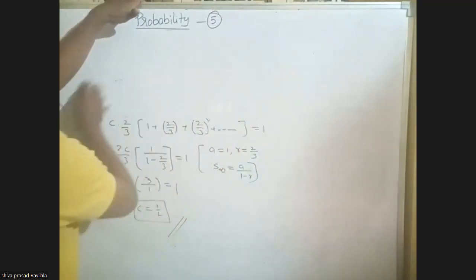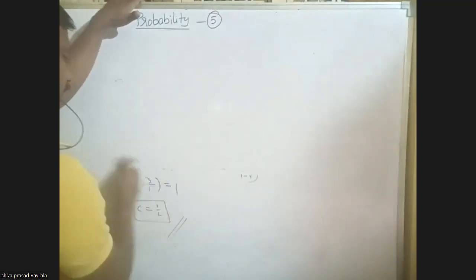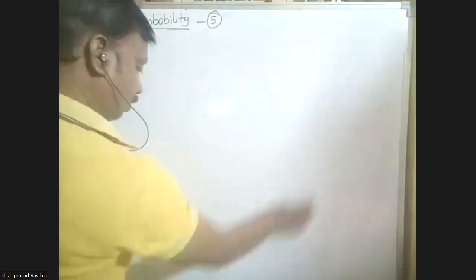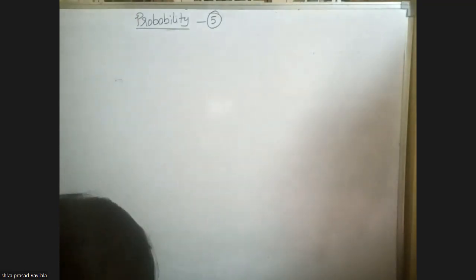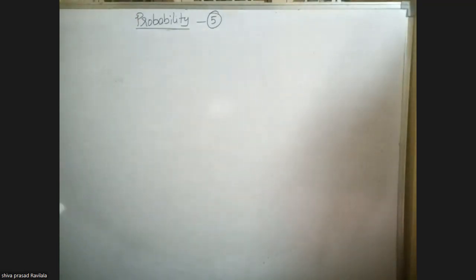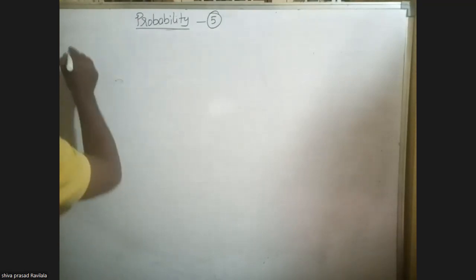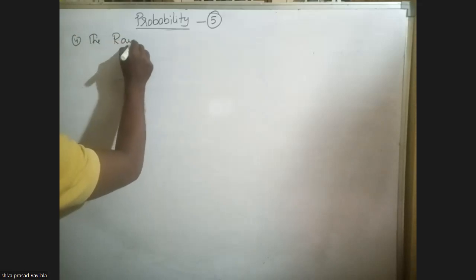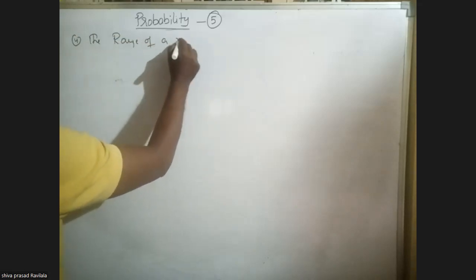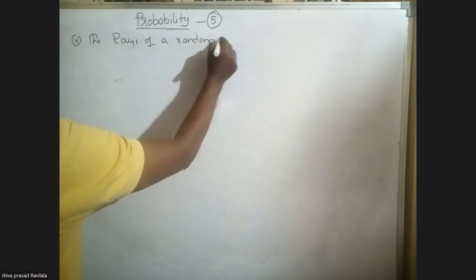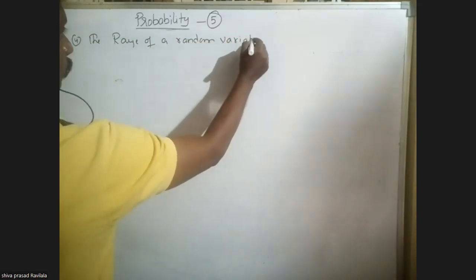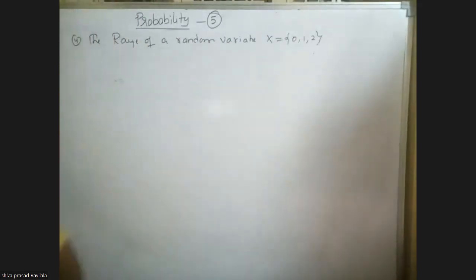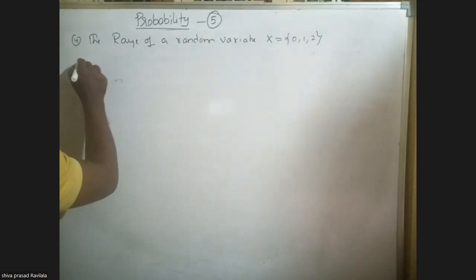Next question: when different probabilities are given without a table, as a direct condition, and we must find the probability between values, like 1 less than x less than 2, that type of question. Observe here, the range of the random variable x is given as 0, 1, 2. In this case only we have probabilities.